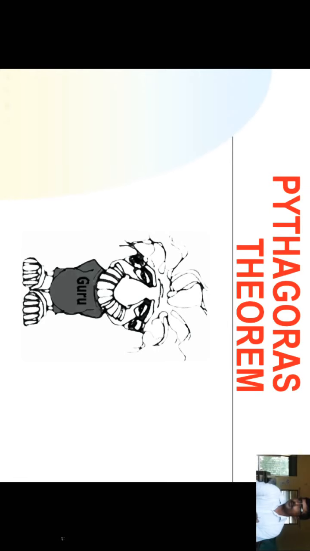Hi children, today in this session we will prove Pythagoras theorem. In order to prove this theorem, the only previous knowledge that we need to recall is AA criteria. That is, if the two triangles are equiangular, then their corresponding sides are in proportion.